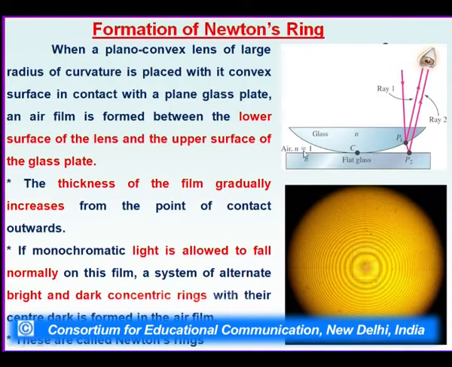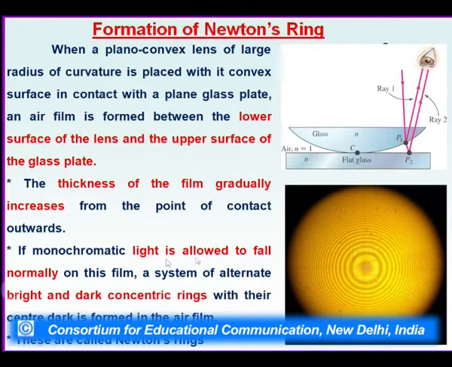As we see in the diagram, the air film is enclosed between them, and the thickness of this air film gradually increases from the point of contact. This is the point of contact, and here you can see the gap between the plano-convex lens and the glass plate gradually increases, so the air film between them also increases gradually. The thickness of the film gradually increases from the point of contact outwards.